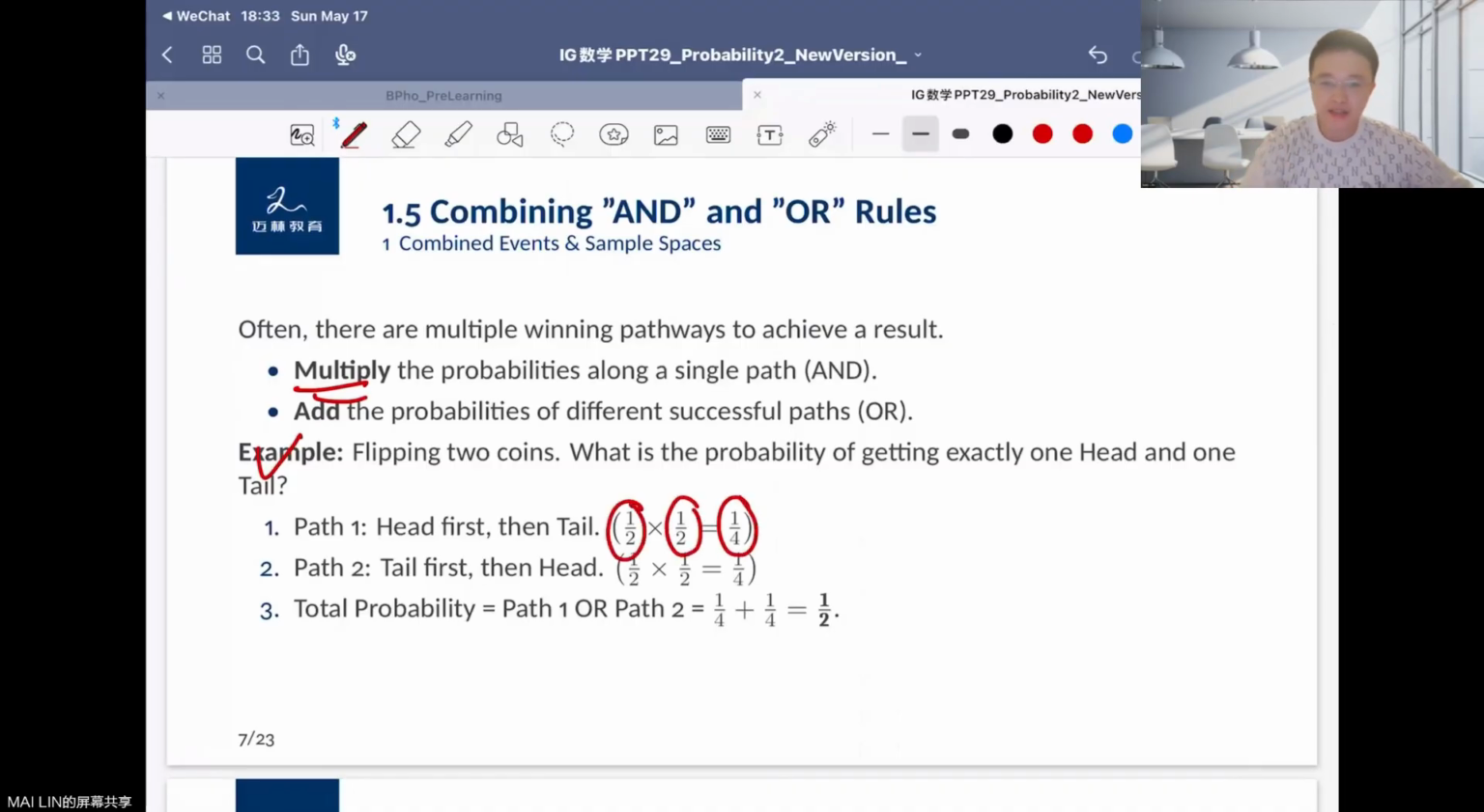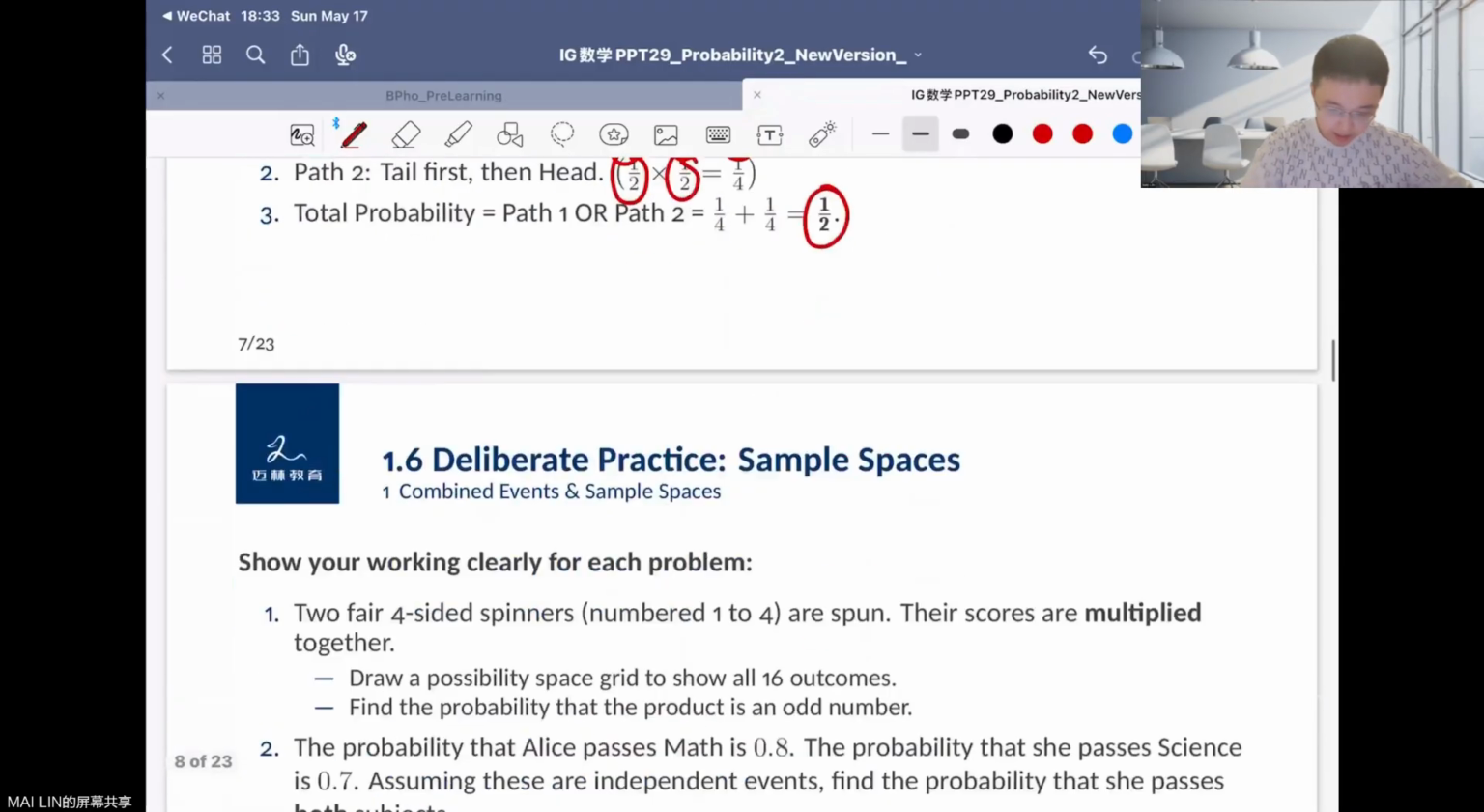And the second path is tail first and then head, right? So here we can say also a half times a half, the probability here is 1/4. So we can calculate the total probability: 1 over 4 plus 1 over 4 equals 1 over 2. That is the probability here, okay?